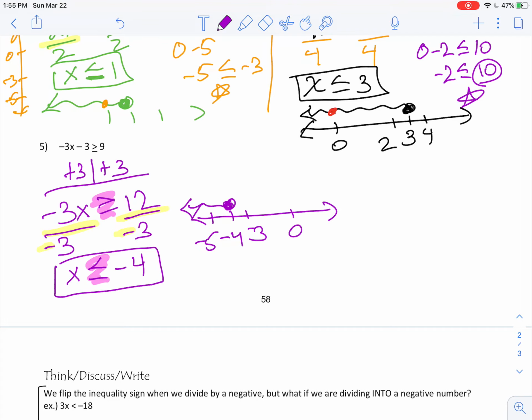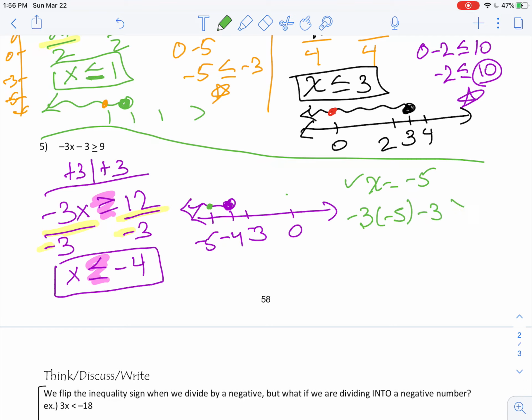Look at it, decide what you're going to do with the dot. And then lastly, we need to check. I can't use 0 because 0 is not part of our graph, so I don't get to use 0. So let's use maybe -5. All right, the equation, -3 times -5 minus 3 is supposed to be greater than or equal to 9.